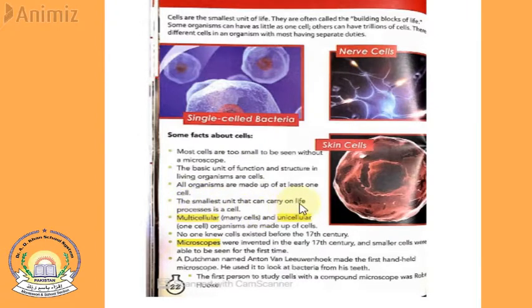The smallest unit that carries on life processes is called a cell. As we have already shown you, they're the tiny blocks, the smallest particles. They're called building blocks of life, and they are the smallest unit that carries on life processes. Multicellular and unicellular organisms are made up of cells. Multi means a lot of, so many cells. Multicellular means they have multiple cells. Unicellular means only one cell.